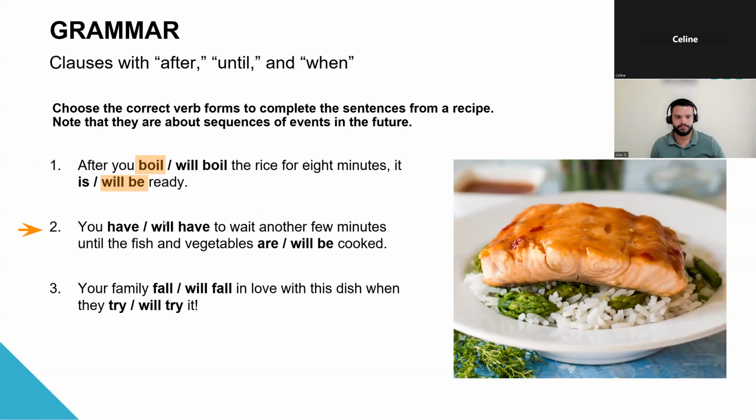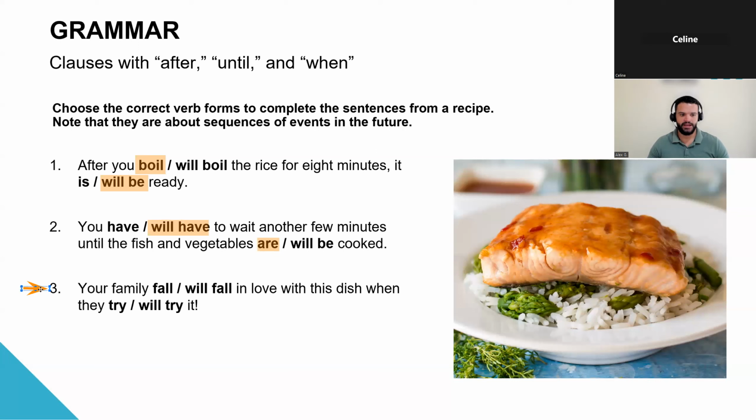You will have to wait another few minutes until the fish and vegetables are cooked. Excellent. Remember that the ED we pronounce like a T, Celine. Cooked. Cooked. Exactly. You will have to wait another few minutes until the fish and vegetables are cooked. Okay? And we have one more, Celine.